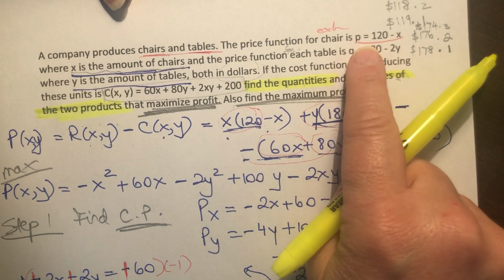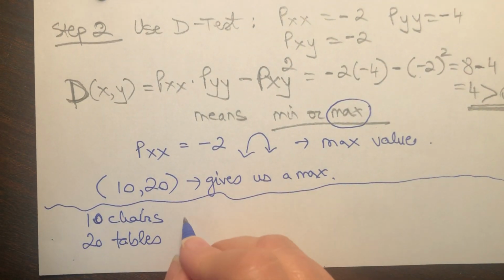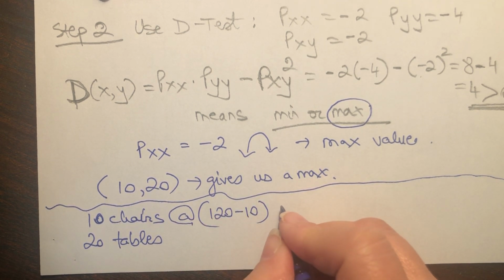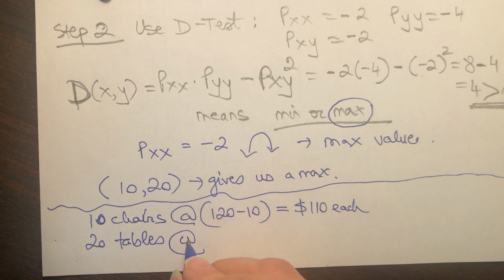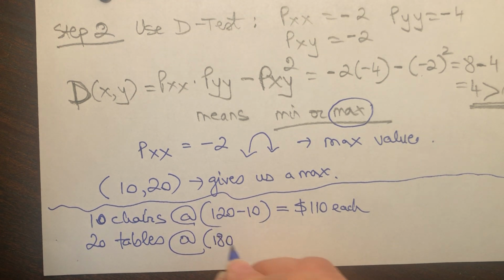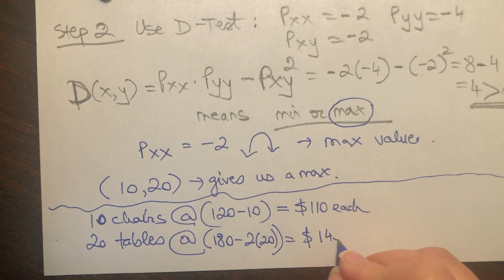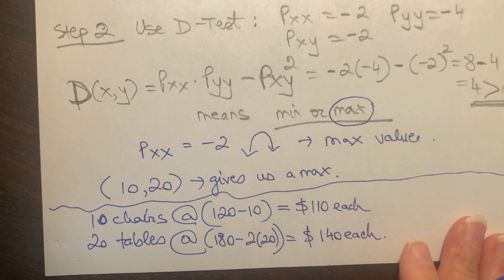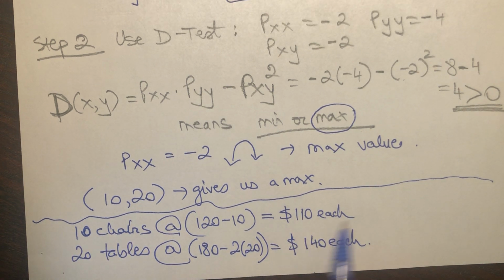What are the prices? Well, the price for the chairs is 120 minus X. So I'm going to go back here. So 10 chairs at 120 minus X would be 120 minus 10, which is $110 each. And the tables were sold at 180 minus 2Y. So that would be $140 each. Yes. All right. So we found the quantities and their prices.